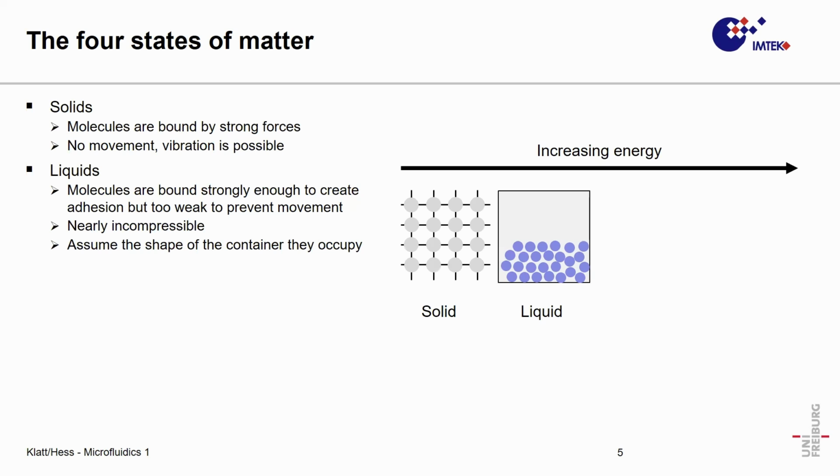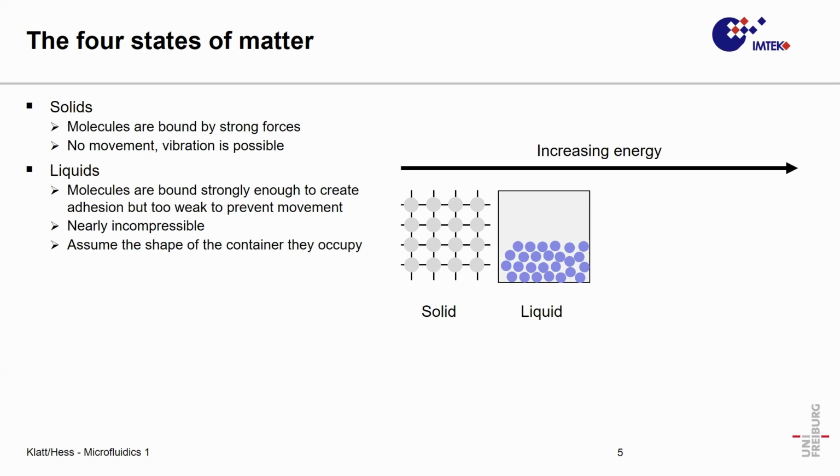And in a liquid, the molecules are still bound strongly enough to create adhesion, but they are too weak to prevent movement. So the individual molecules of this liquid, as you can see here, they still stick together, but they are able to move around. Liquids are considered to be nearly incompressible. And as imaged on the right, they assume the shape of the container they occupy.